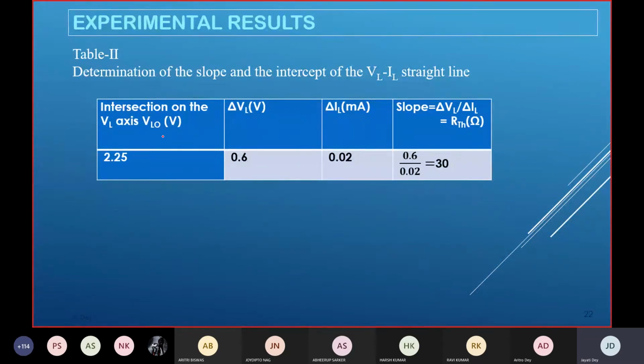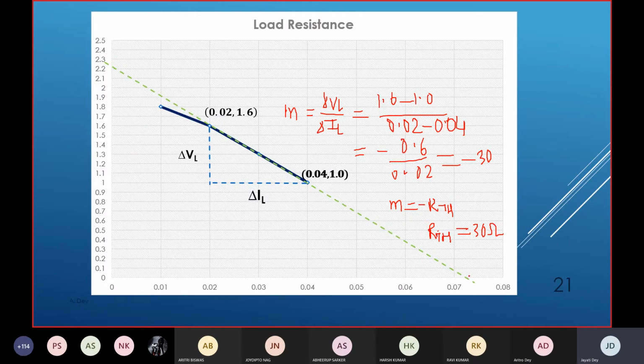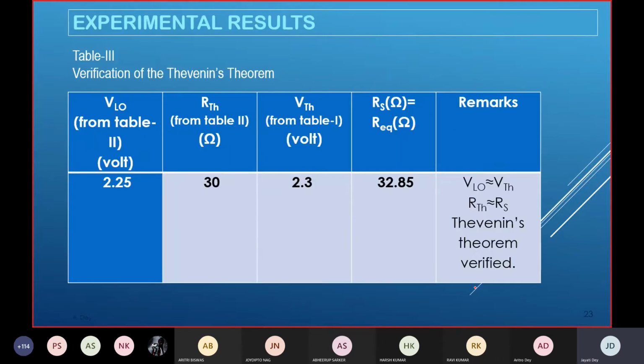Now the intersection with the VL axis is giving 2.25, and on the current axis it is near about 0.073. So Thevenin is verified graphically and experimentally. Experimentally we got 2.2 and graphically it is 2.25. For RThevenin, 32.85 experimentally and graphically 30. These two are close to each other and therefore Thevenin's theorem is verified. Understood?